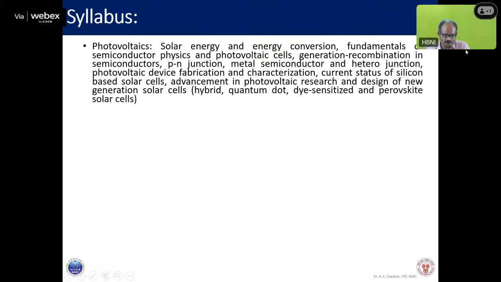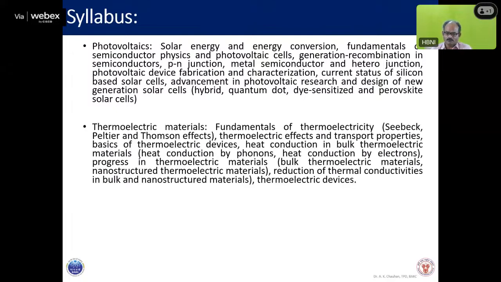If we see the syllabus of this part, it includes photovoltaics, which has solar energy and energy conversion, fundamentals of semiconductor physics and photovoltaic cells, generation and recombination in semiconductors, PN junction, metal semiconductors and heterojunctions, photovoltaic device fabrication and characterization, current status of silicon-based solar cells, advancement in photovoltaic research and design of new generation solar cells. That includes hybrid, quantum dots, DSSC, and perovskite solar cells. We will have a detailed discussion on all these solar cells.